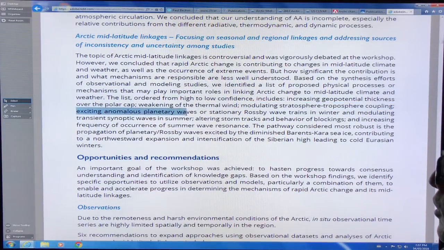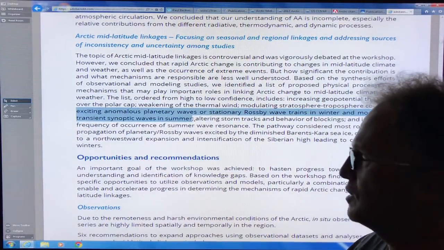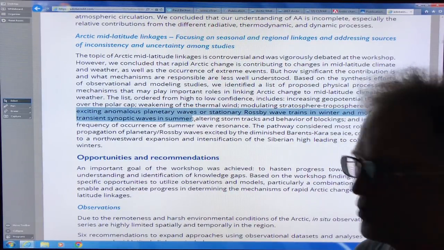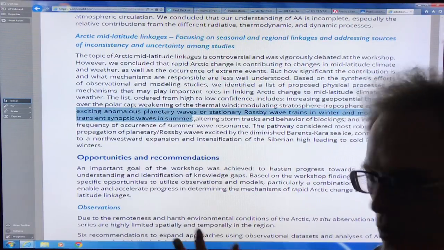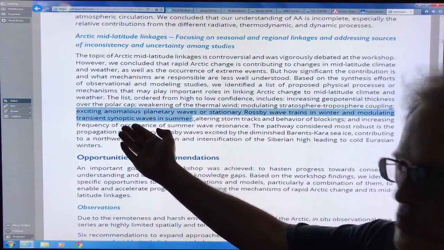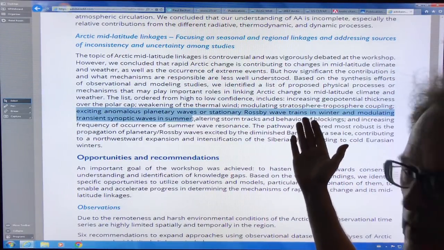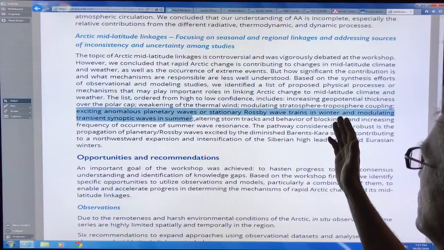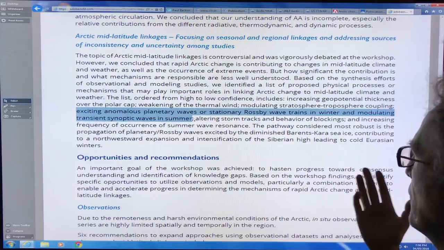Exciting anomalous planetary waves or stationary Rossby wave trains in winter, and modulating transient synoptic waves in summer. Okay, it's not exciting in terms of excitement; it's a physics term, basically. If you excite an atom, you get the atom to move more quickly. You're putting more energy into it. So you can get these anomalous, unusual planetary waves going around the planet, or stationary Rossby wave trains that get stuck in place, causing extreme weather in winter, for example extreme cold over eastern North America.